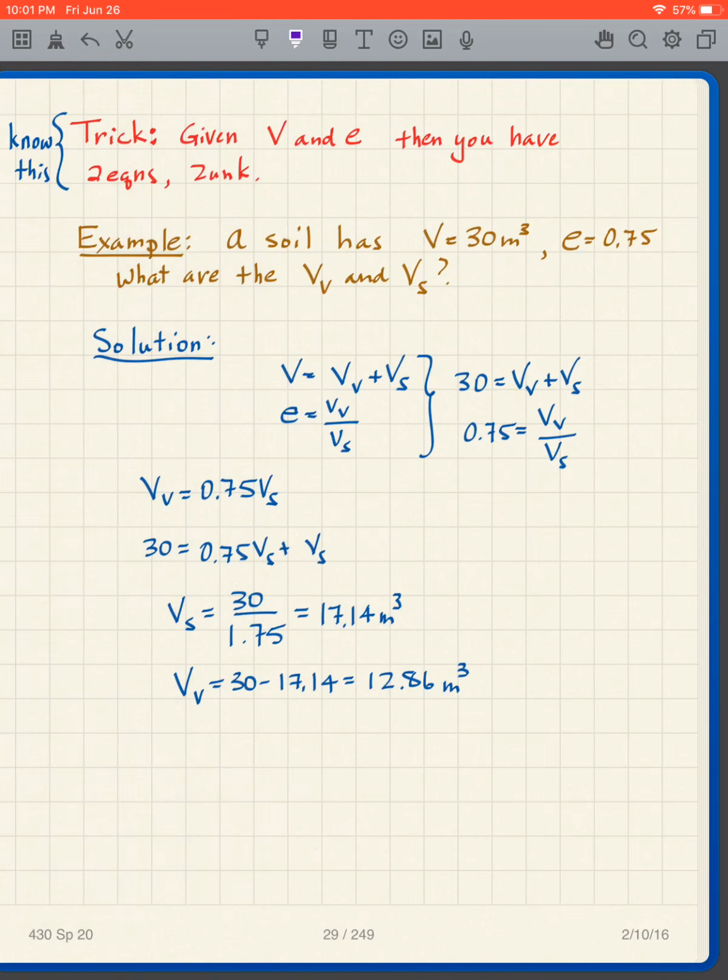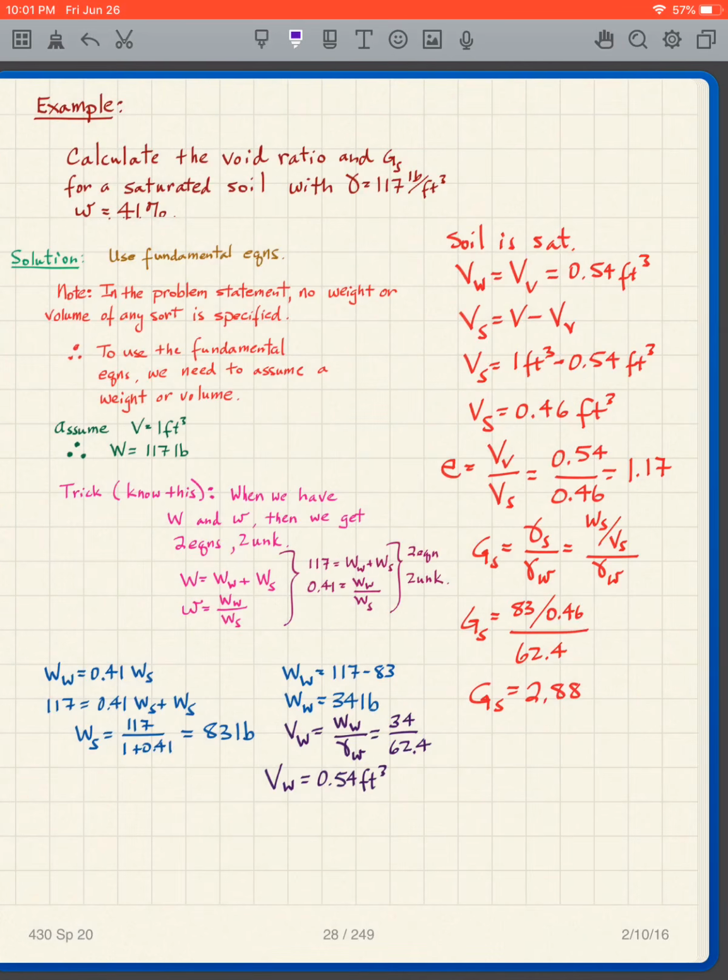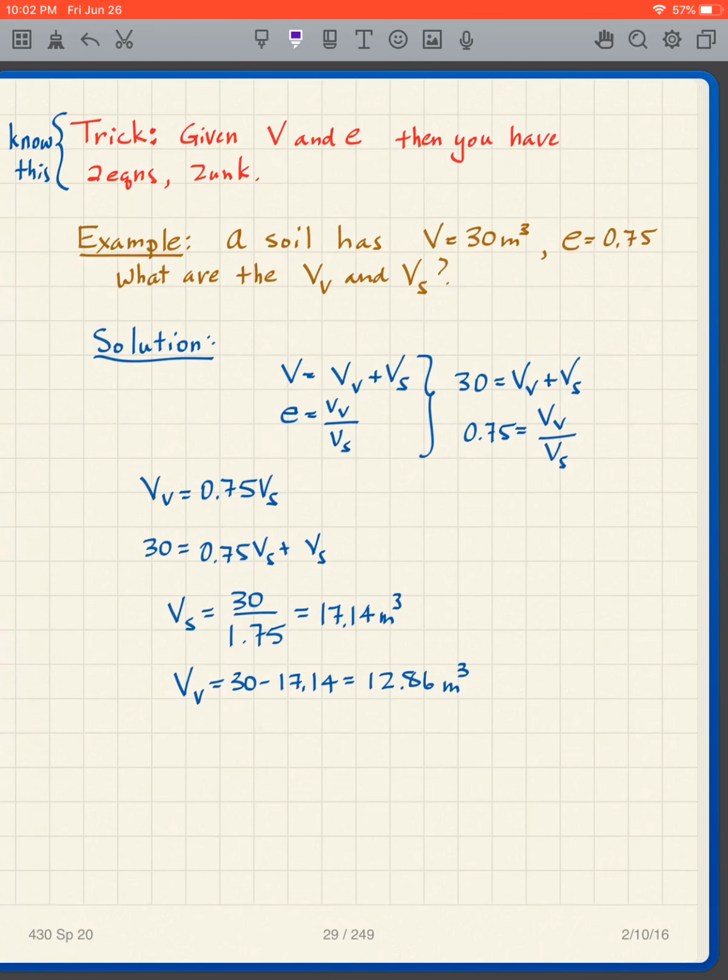I'm going to show you another trick. So let me just go back to, this is the trick you need to know. It says, when we have big W and small w, we get two equations, two unknowns. That's really handy to know, because you're going to use that a lot. So if you see that in the problem the total weight is given and the water content is given, you should just immediately think two equations, two unknowns. Let me solve this really quickly, and I'm going to get some very fundamental information, and that's step one. I'm going to give you another one.